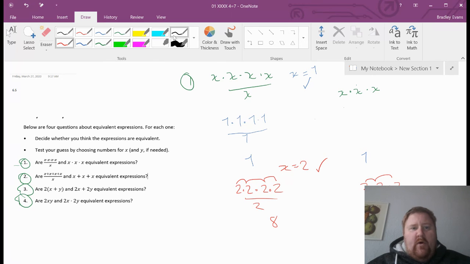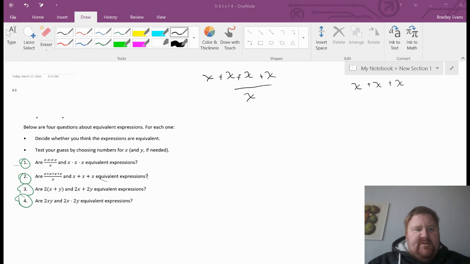Now, in fact, these are always going to be equivalent, because if we go to our original expression here, x times x times x times x divided by x, these two x's will actually cancel out, and we'll be left with x times x times x. So we can see that they will always be equivalent.